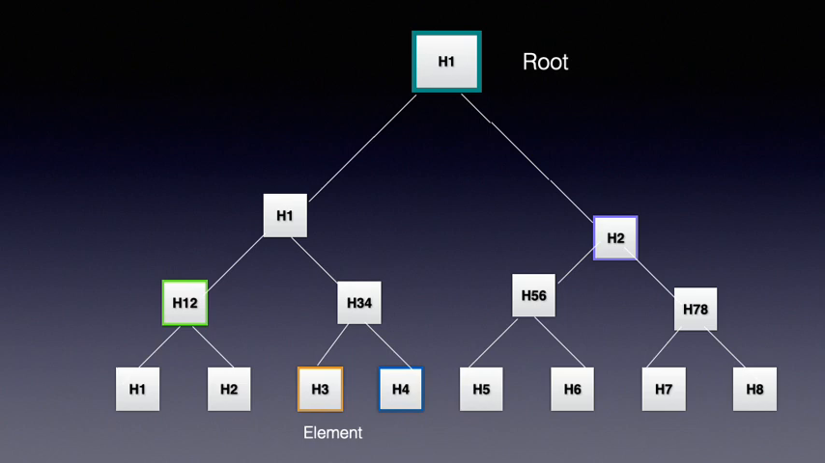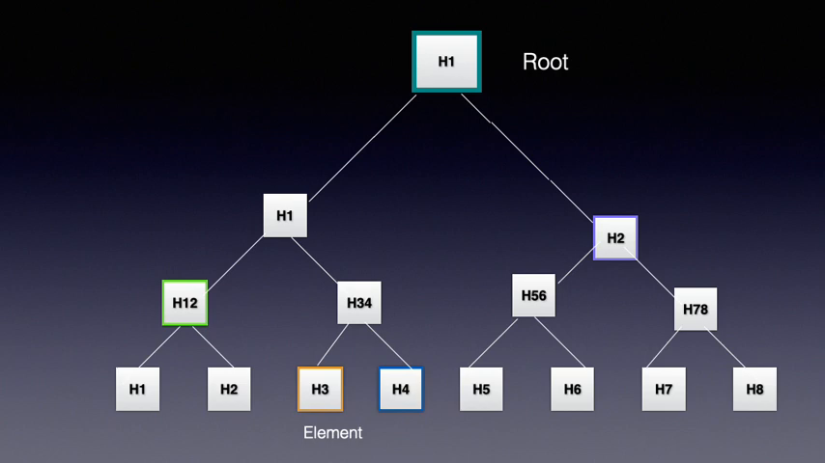Hash 5 and h6 will create h5 6. h7 and h8 will create h7 8. Again these two will add and create h1 2 3 4. These two will add and create h5 6 7 8. These two will add and create h1, the root. So this is how a Merkle tree works.